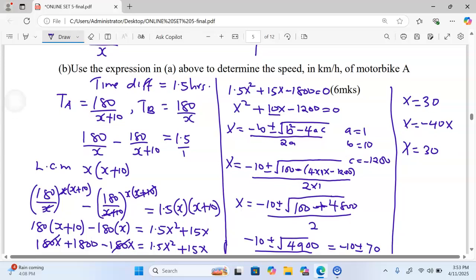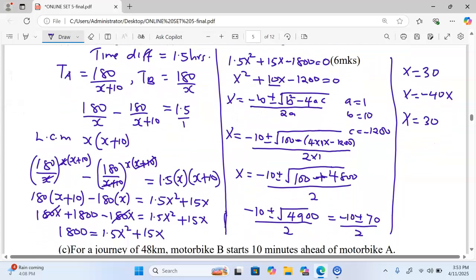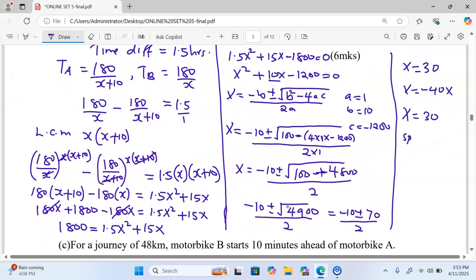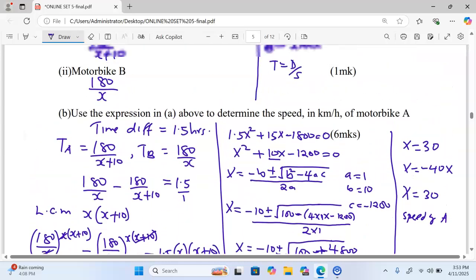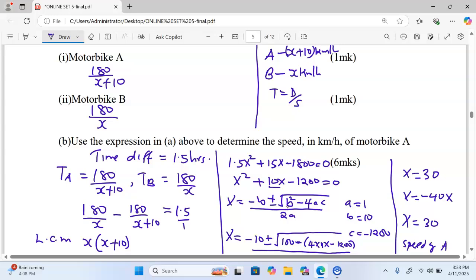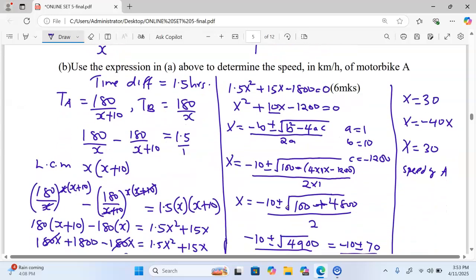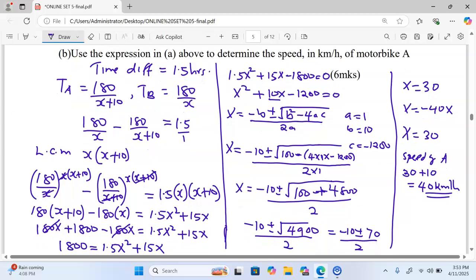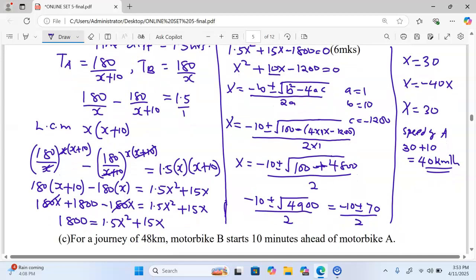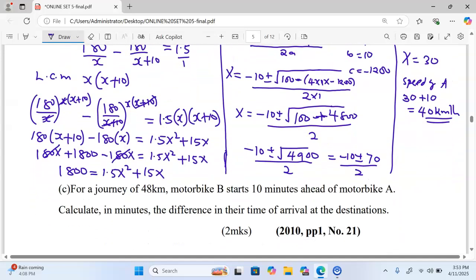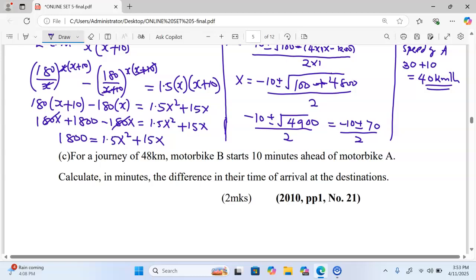And for now, we are supposed to determine the speed of motorbike A. Then now, speed of A, remember A was traveling at 10 kilometers faster, and therefore we are going to have x, which is 30. We add 10, and this gives us 40 kilometers per hour. That is part B worked out very well. We now move to C.